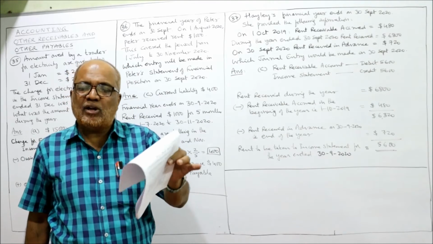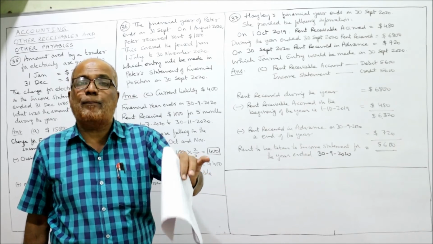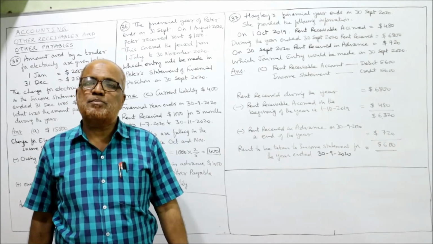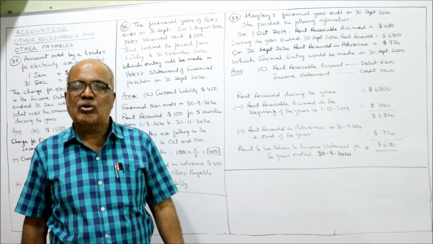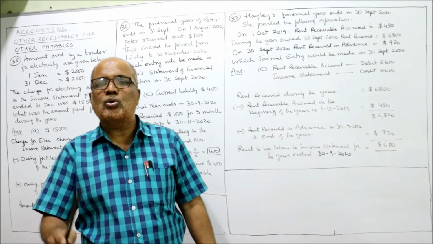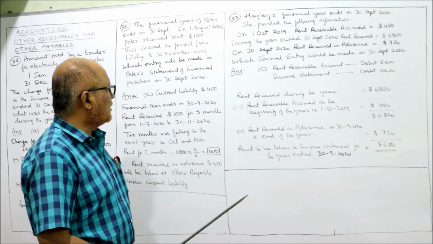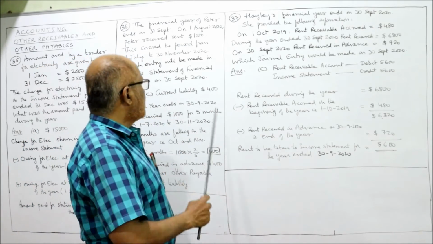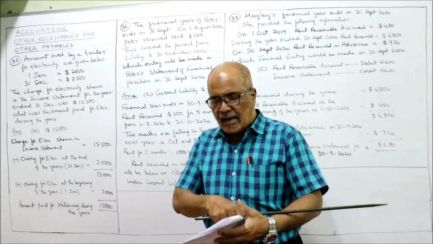That means the statement of financial position will take only the prepayment, that means payment in advance. So how many months of payment in advance? 2 months. So 1,000 into 2 by 5. Here you can see, C is the answer. It's a current liability, 400.